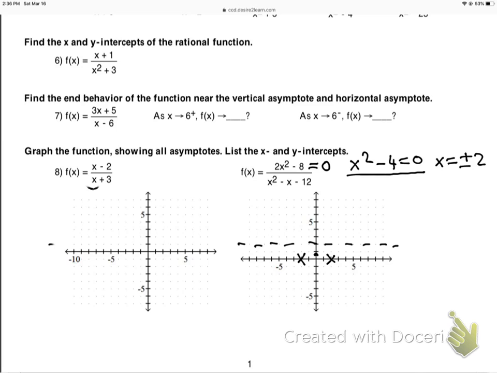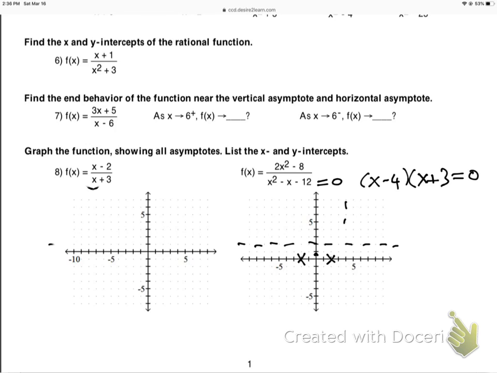To find out the vertical asymptotes, the denominator is going to equal 0. That factors into, let's have a look, what's that? 3 and 4, so x minus 4, x plus 3. So I'm going to get positive 4 and negative 3 as my vertical asymptotes. Now beyond that, I just have to draw it.